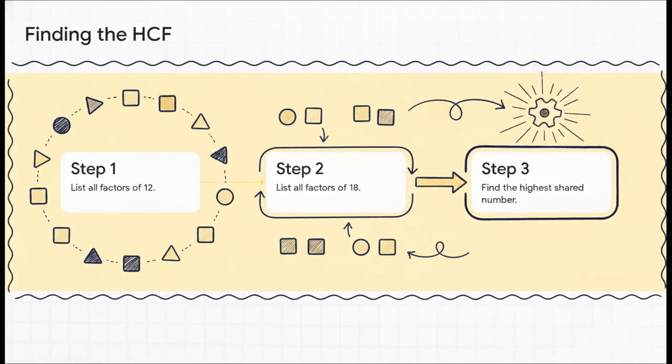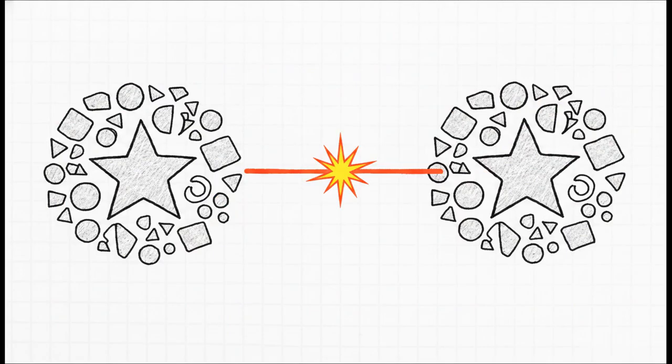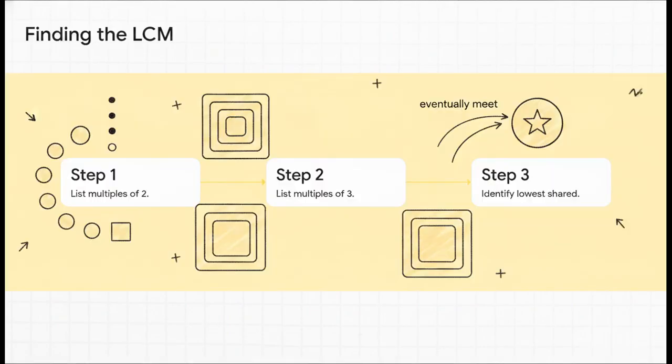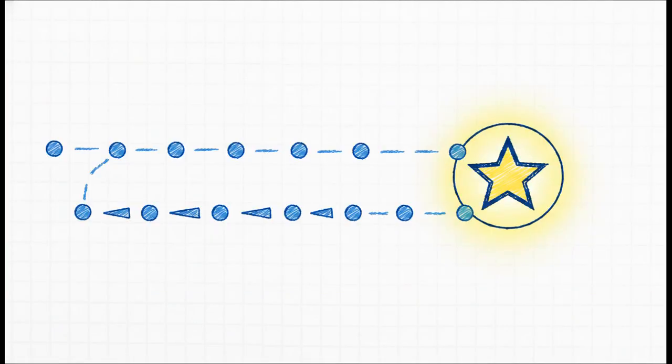So how do numbers interact? To find the highest common factor of 12 and 18, just compare lists. By listing out their factors, we can easily see the highest number they share in common is 6. Conversely, the lowest common multiple is all about scaling numbers up until they eventually bump into each other. For 2 and 3, the lowest common multiple is 6. It's the absolute smallest shared multiple they have.